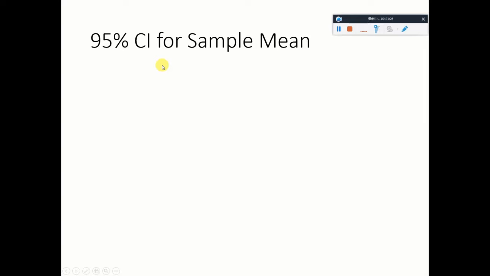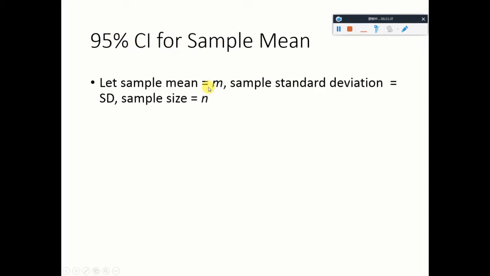Well, today we'll be learning how to calculate the 95% confidence interval for a sample mean. So let's specify some notations. Let the sample mean be represented by M, the sample standard deviation represented by SD, and the sample size represented by N. This should not be news here.